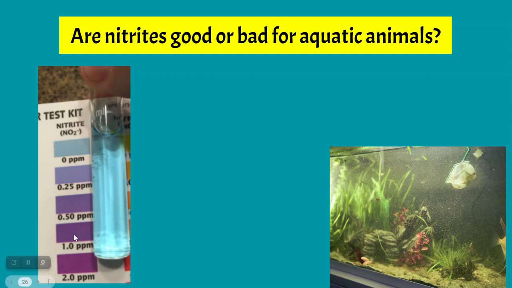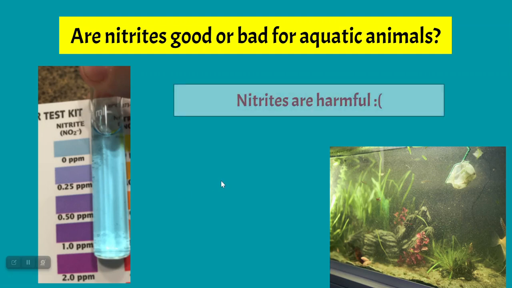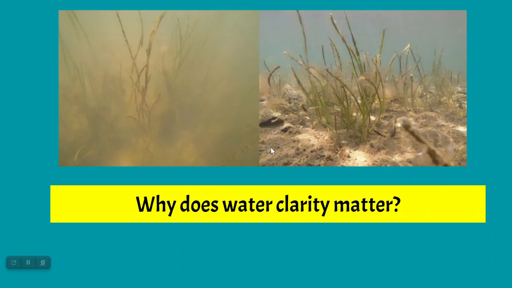We want less than 1 part per million. So there's a hint, right? They're harmful. They are harmful to our creatures. Why does water clarity matter? Think back.